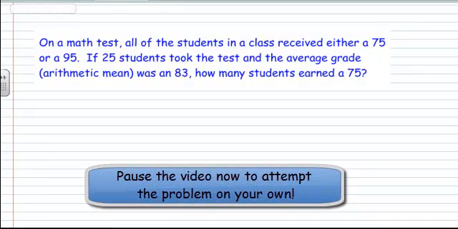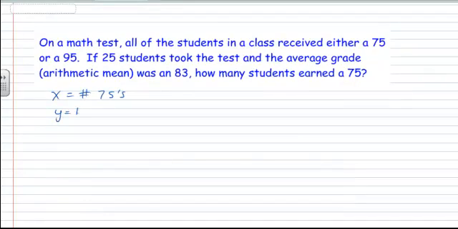Next problem. On a math test, all the students in a class received either a 75 or a 95. If 25 students took the test and the average grade was an 83, how many students earned a 75? If x is the number of students that scored a 75 and y is the number of students that scored a 95, we can start right out by saying x plus y equals 25, since there are 25 students in total.